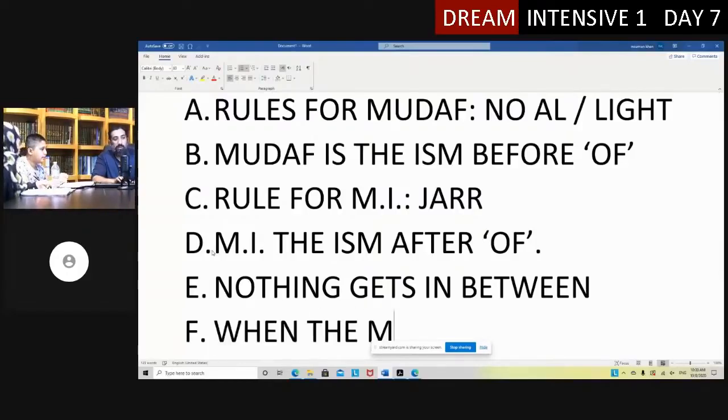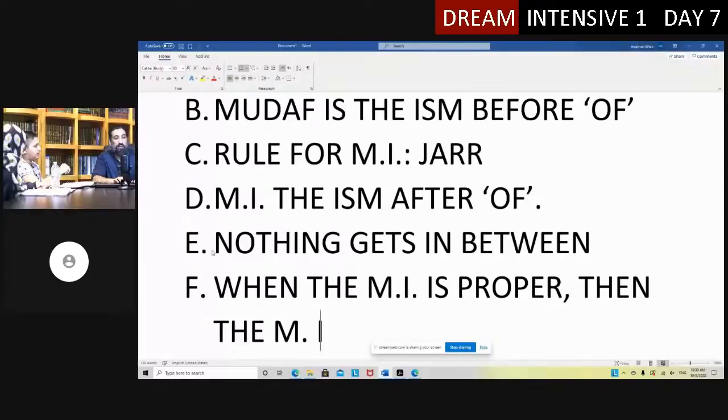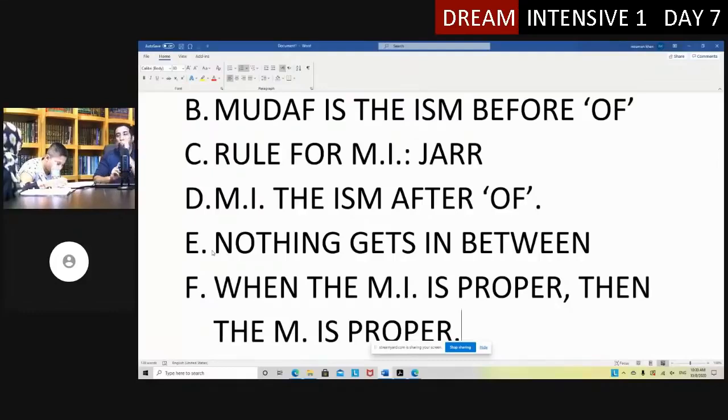When the mudaf ilayh is proper, then the mudaf is proper. We figured out 4 properties of them, but I kept leaving the 4th property out. I kept saying, oh, well, we're not going to say it's proper or common. We're going to have to check with the mudaf ilayh. If the mudaf ilayh is proper, then we'll say the mudaf is proper. If the mudaf ilayh is common, then the mudaf is common. But the other properties like status, number, and gender, you can figure them out from a mudaf, right? So we did that. We're going to review that again. We'll come back to mudaf and mudaf ilayh.